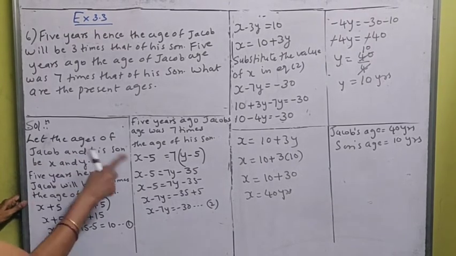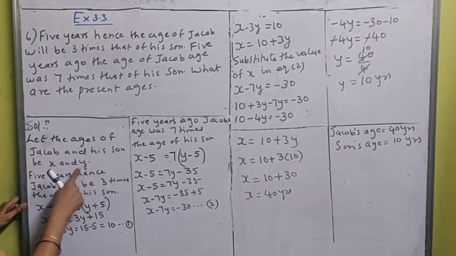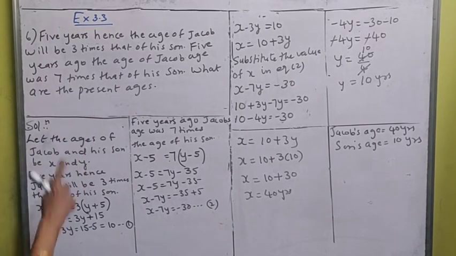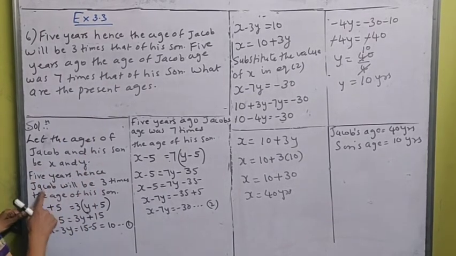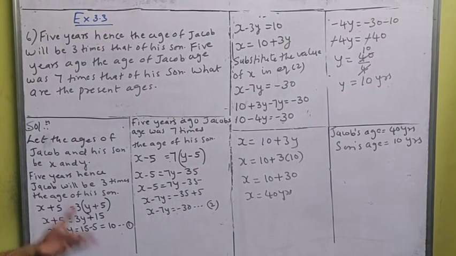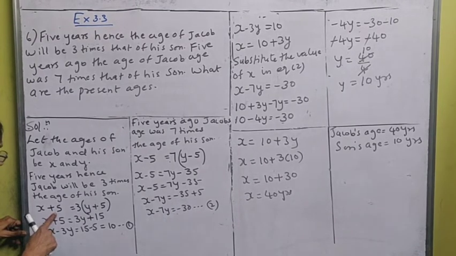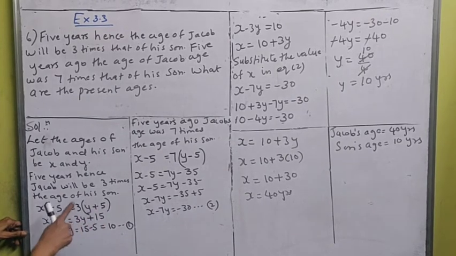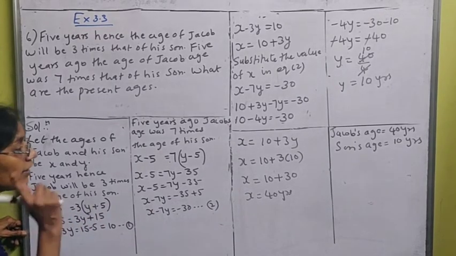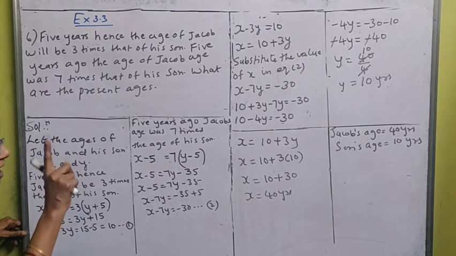So we don't know what the ages are. Let the ages of Jacob and his son be X and Y. That is, Jacob's age is X years and the son's age is Y years. So first condition, 5 years hence, Jacob will be 3 times the age of his son. Hence means after, so you have to add. To X I am going to add 5, and in the same way to Y also I am going to add 5. But what is the relation given? The father is 3 times the son's age, which means you have to multiply 3 with the son's age, not with the father's age.